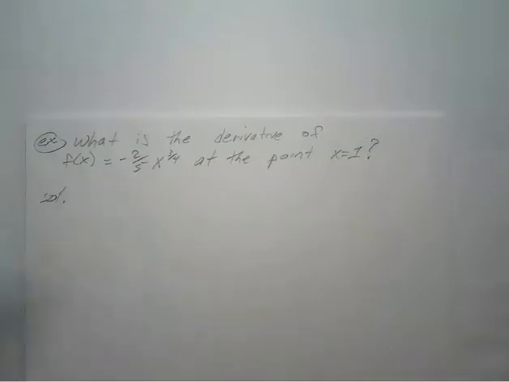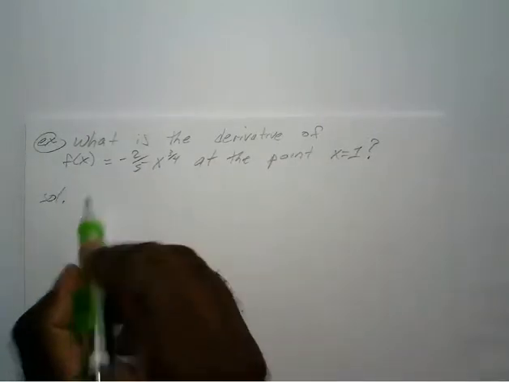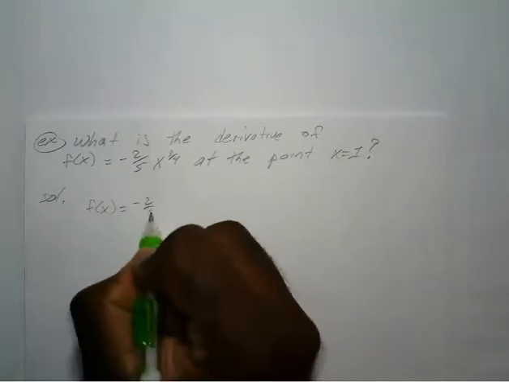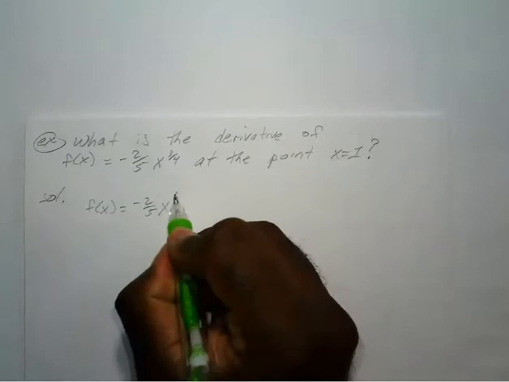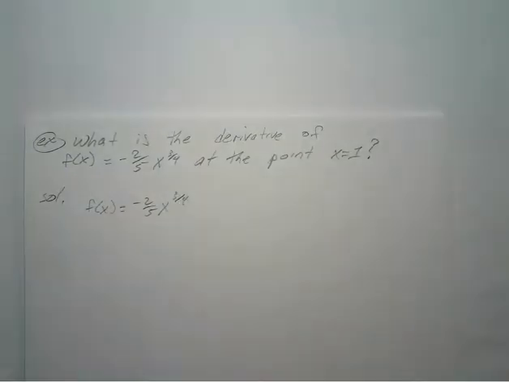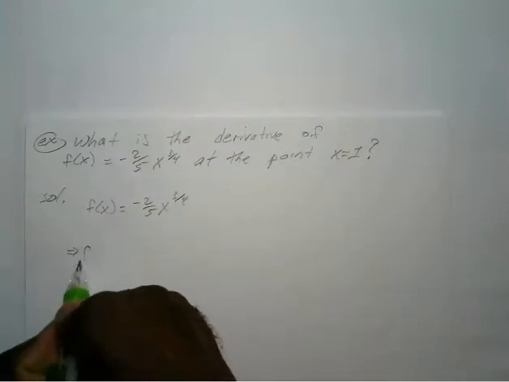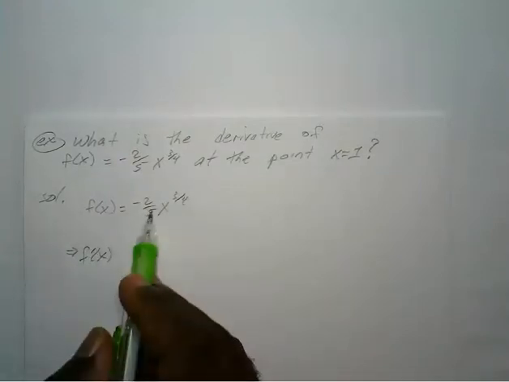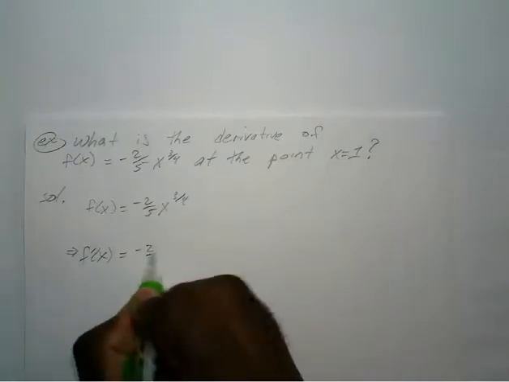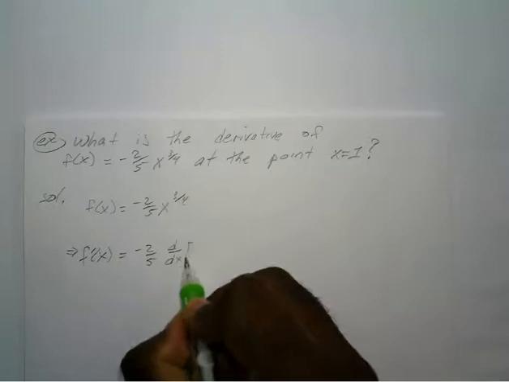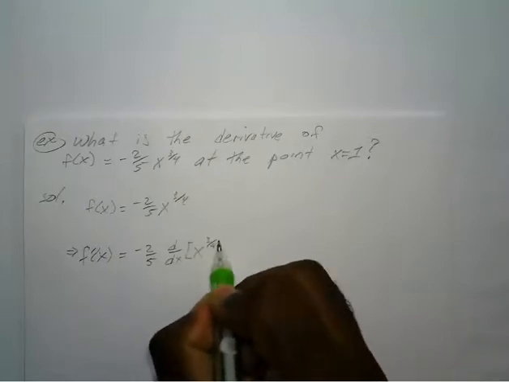Alright, so just rewriting our function, f of x equals negative 2/5 x to the 3/4 power. To find our derivative, we have our constant right here. We can just pull that out to the front, so you have negative 2/5. But now we just have to multiply that by the derivative of x to the 3/4 power.